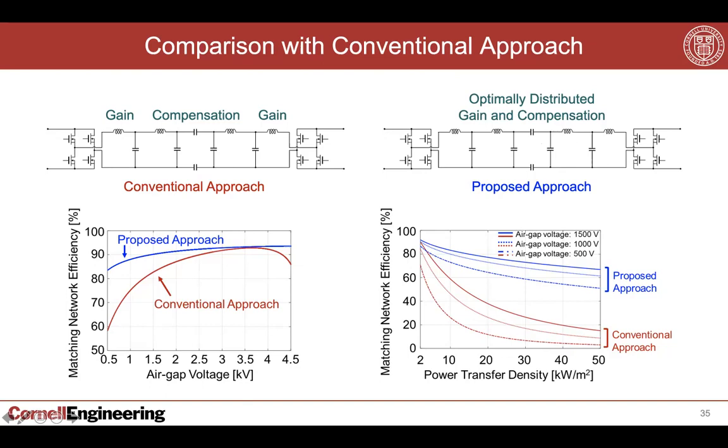And as I pointed out, that does sound like a reasonable approach, because you do have the lowest amount of currents there, but it turns out it's not the best approach. You shouldn't put all your compensation right next to the coupler, but you should actually distribute the compensation. All right, very quickly then, what's the benefit? Well, the big benefit comes when you're trying to reduce the air gap voltage. Remember, I mentioned that you want to reduce this air gap voltage because that will allow you to have smaller fringing fields. And as you go to lower air gap voltages, this proposed approach gives you a higher efficiency compared to the conventional approach.